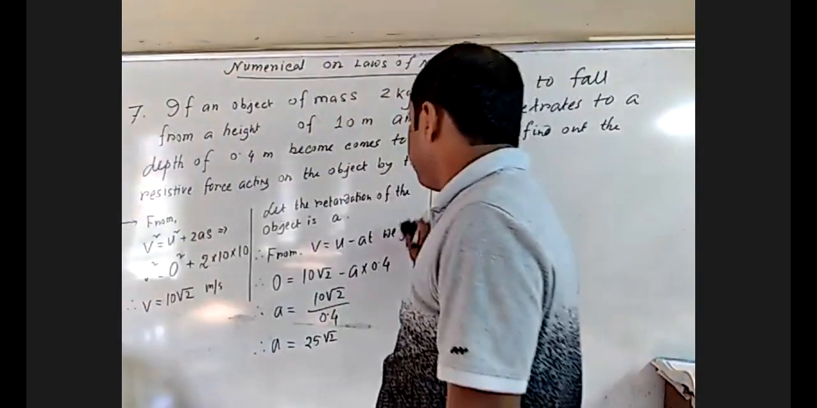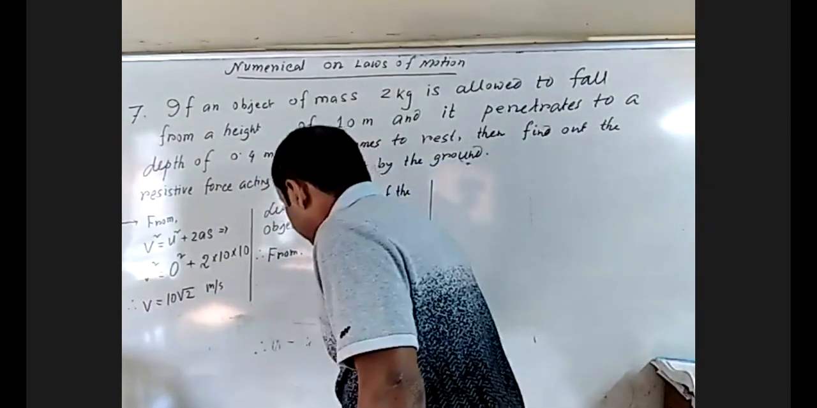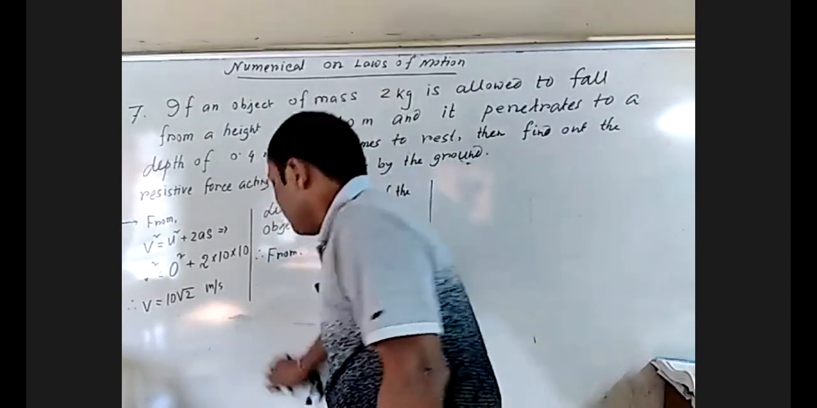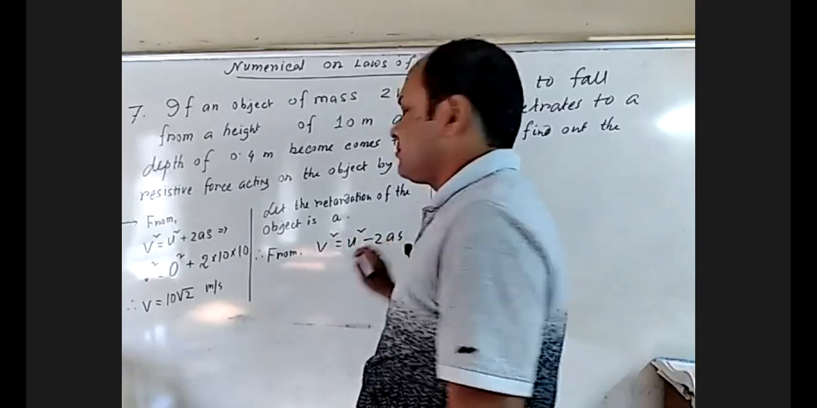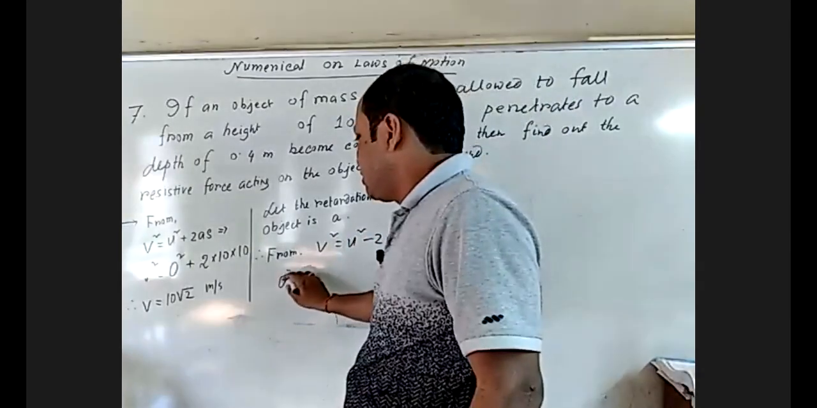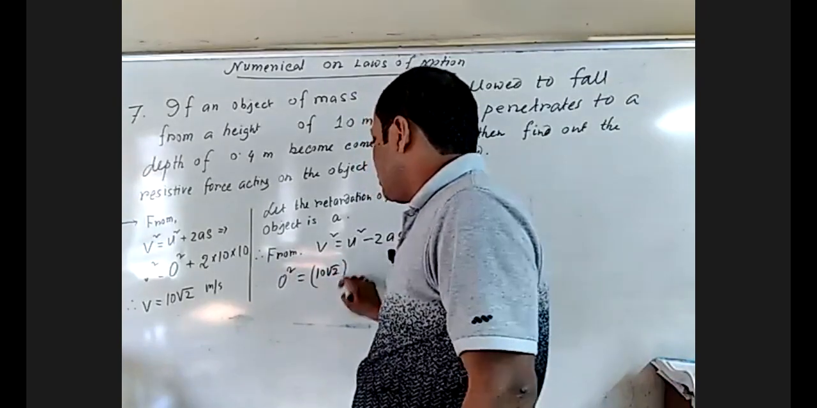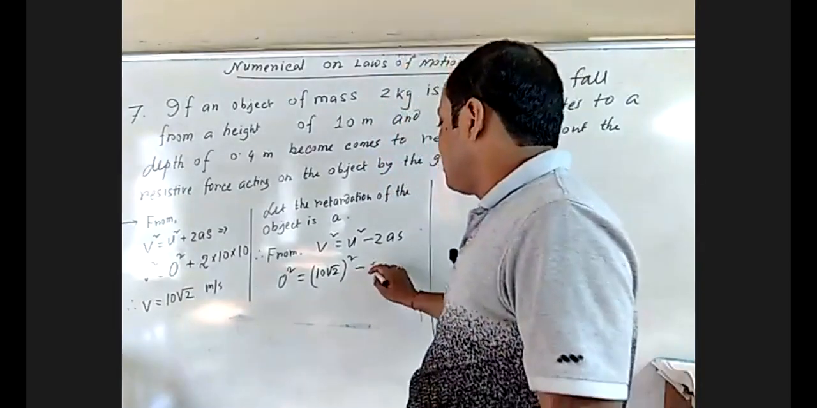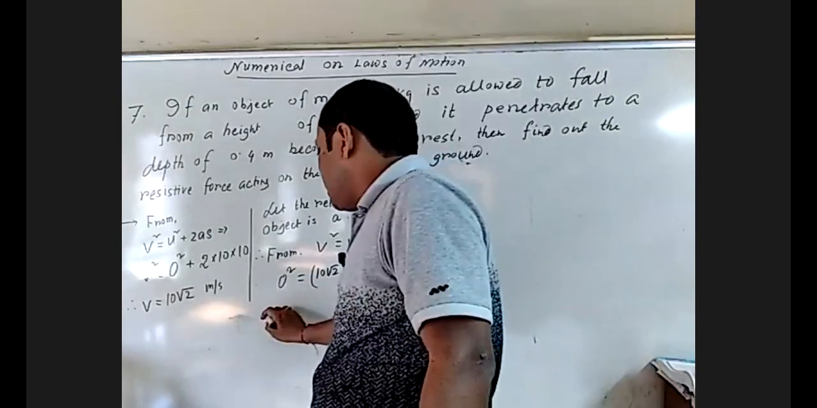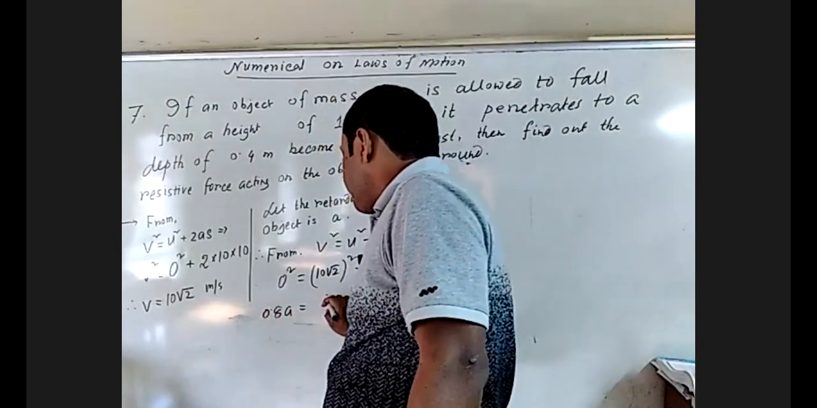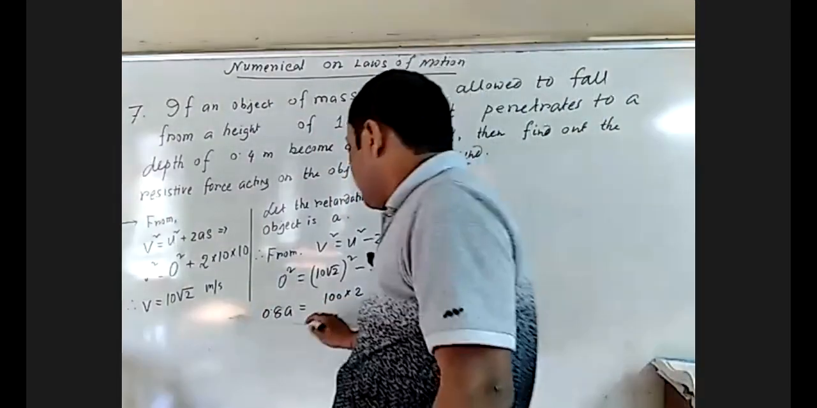Very, very good. Now, then it will be. So, what should I write? Which formula I have to select? This one. Am I right? v square. Yes. So it will be v square equal to u, 10 root 2 whole square, minus 2a into 0.4. So 0.8a, 100 into 2, na?